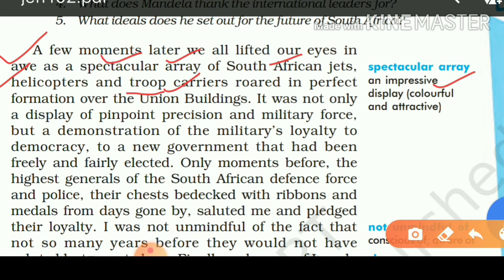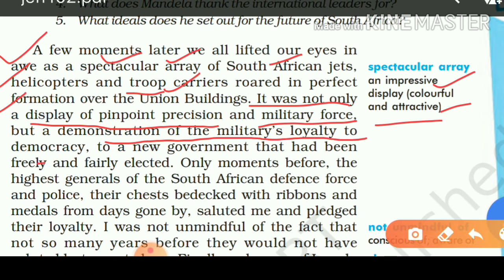They rode in perfect formation over the Union buildings in Pretoria, you remember. So he says that it was a beautiful performance where one after the other they were making an impressive display. It was colorful and attractive. It was not only a display of pinpoint precision and military force, but a demonstration of the military's loyalty to democracy, to a new government that had been fairly and freely elected.